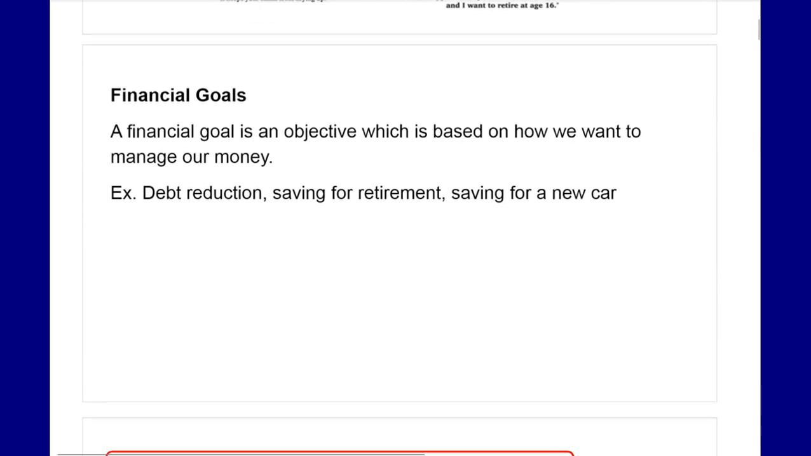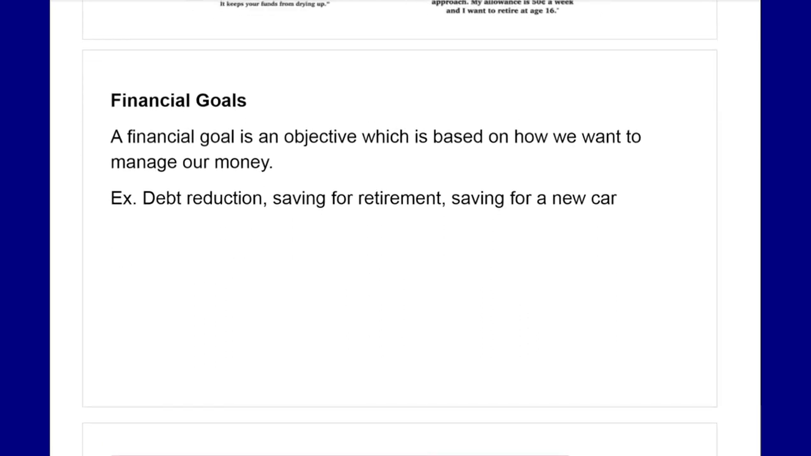So, thinking of finance and financial goals, right? A financial goal is an objective which is based on how we want to manage our money. So basically, it's just a goal that we're setting with money. It could be something like debt reduction, so reducing debt, whether it's paying back loans or paying back money that we borrowed, or credit card debt. Saving for retirement is a financial goal. You want to be set up so that when you retire, you don't have to worry about working anymore. And it could be something smaller, like saving for a new car, a new phone, TV, video game, clothing, something like that. So any type of goal where we want to manage our money is considered a financial goal.